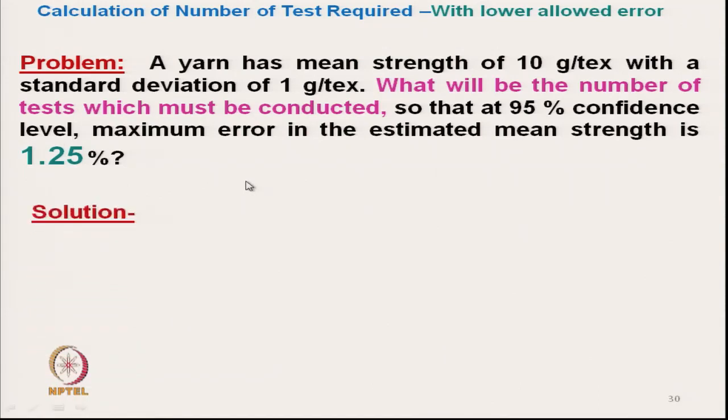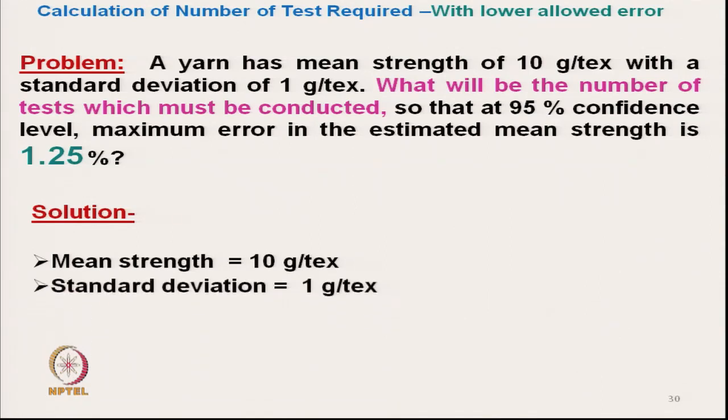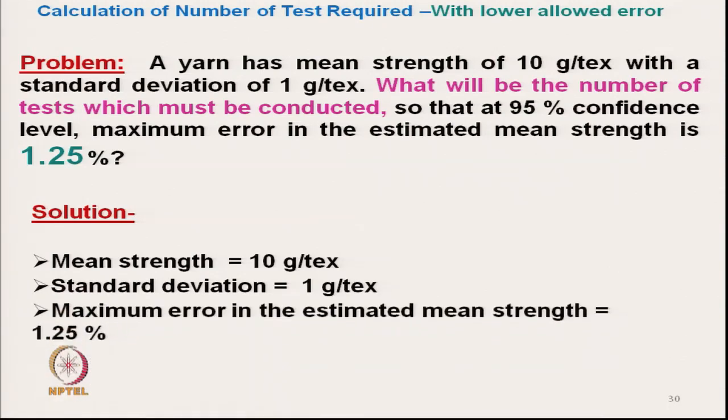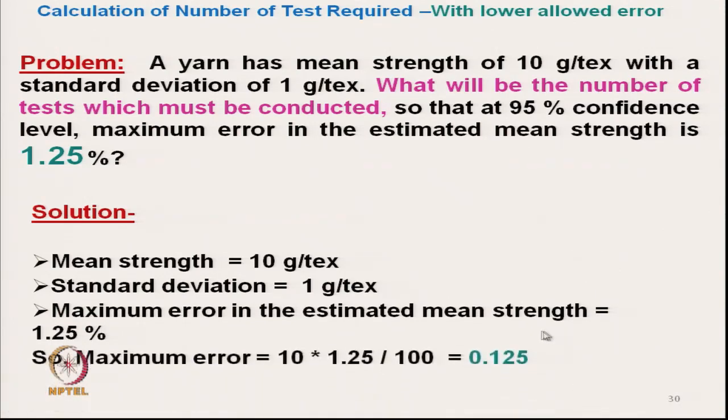Now, let us see the impact. The mean strength is exactly the same. The standard deviation is the same. The maximum error has changed to 1.25. So, now we will calculate the maximum error; it has become 0.125, earlier it was 0.196.